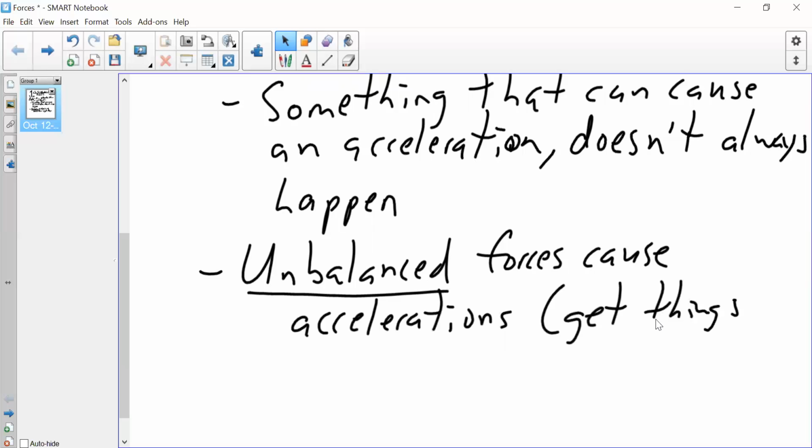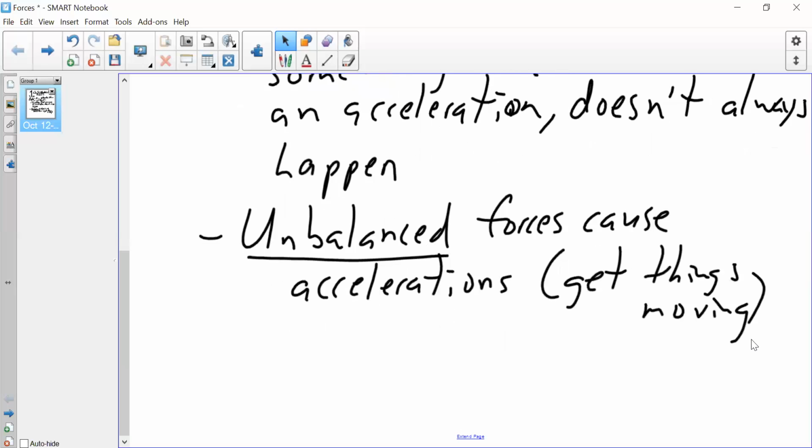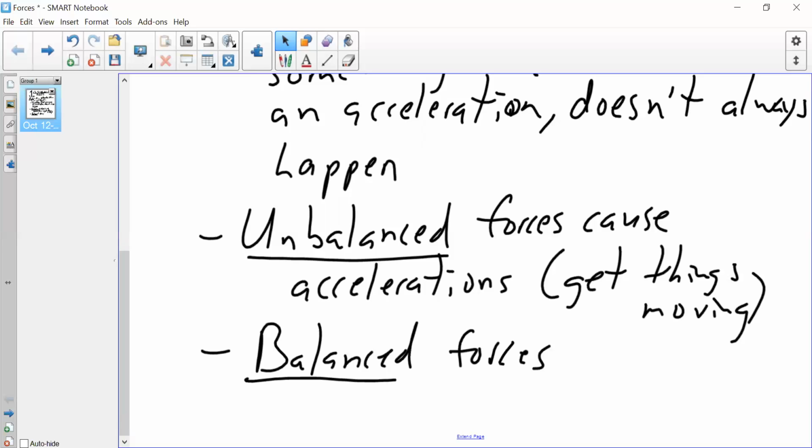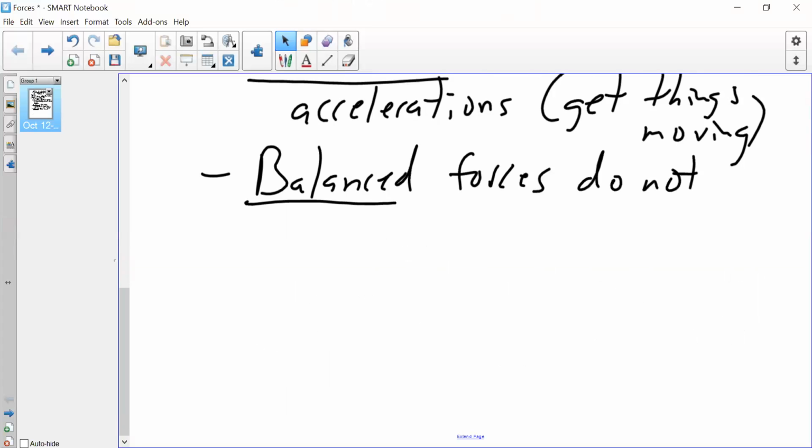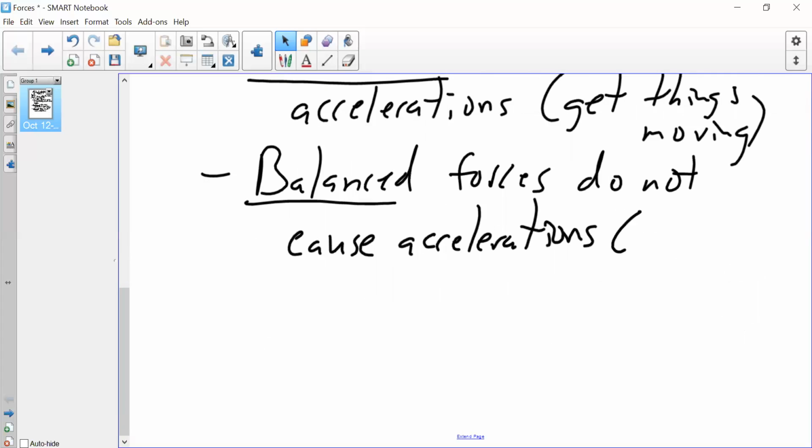Things moving. It's straight up out of a summary of section 5.1. And balanced forces, that's what we're starting off first, BFPM, balanced force particle model. So balanced forces do not cause accelerations. They keep things still.